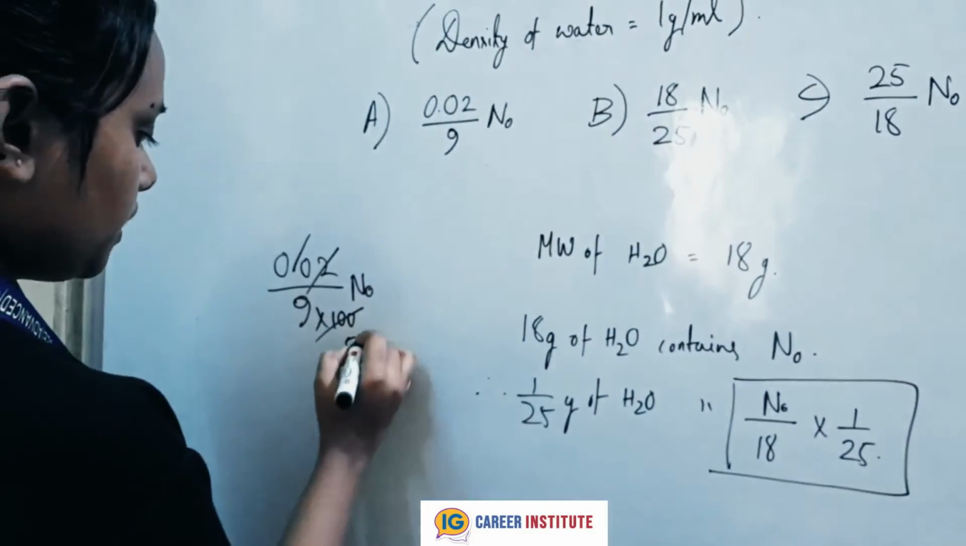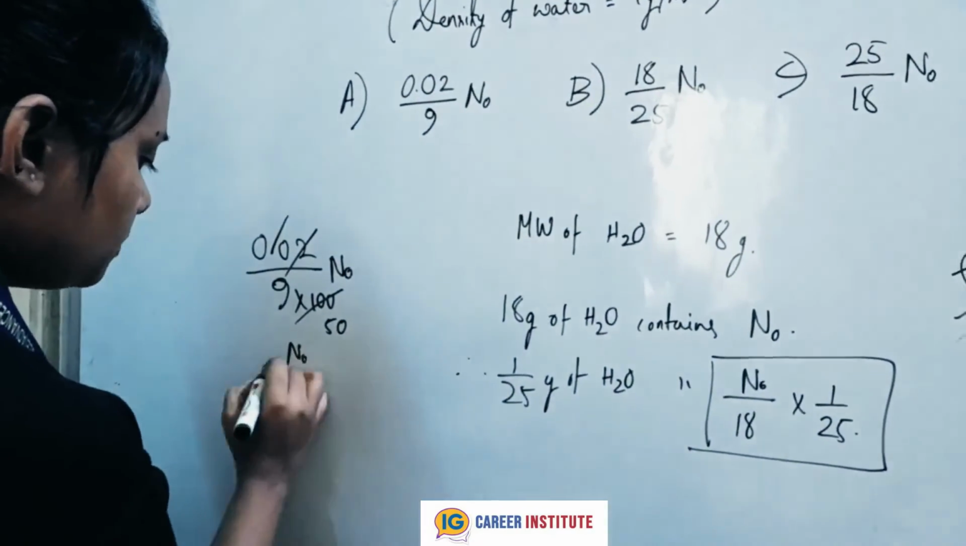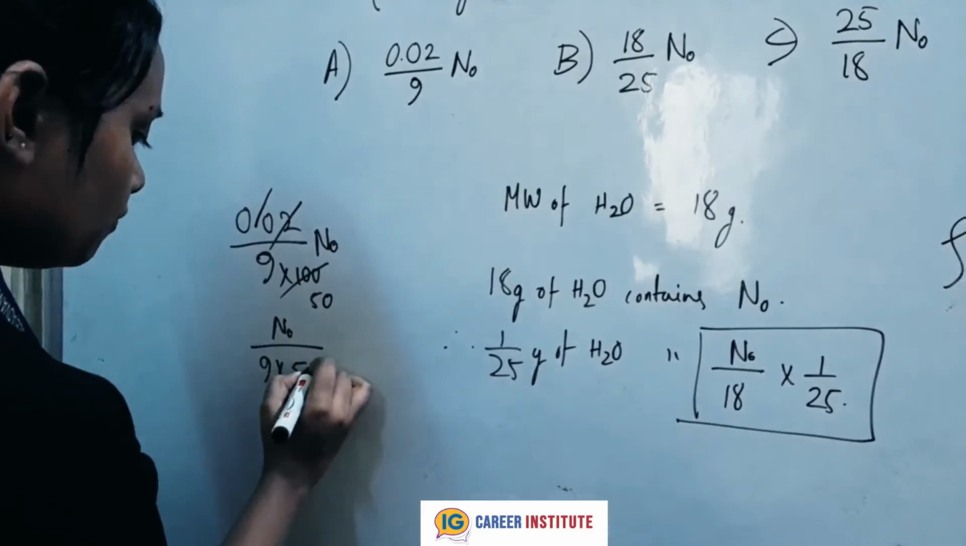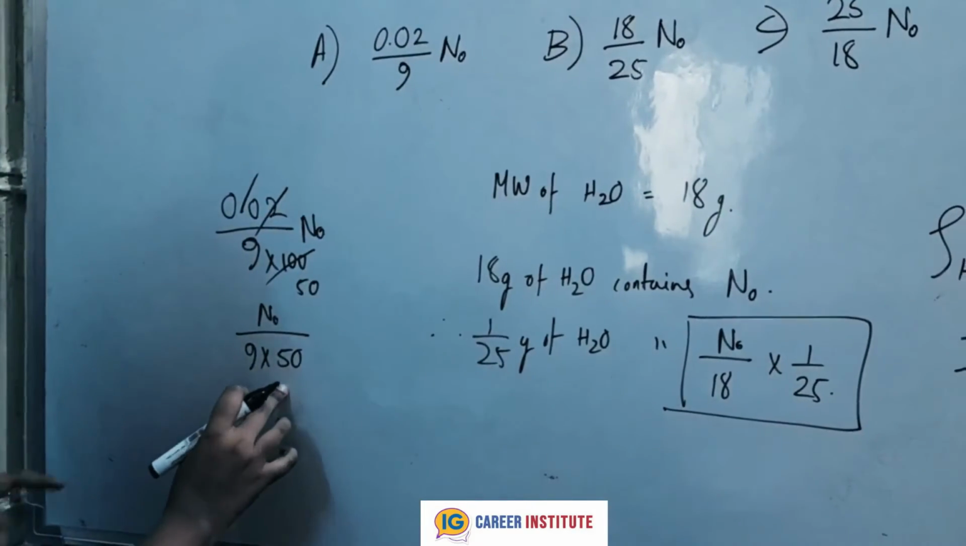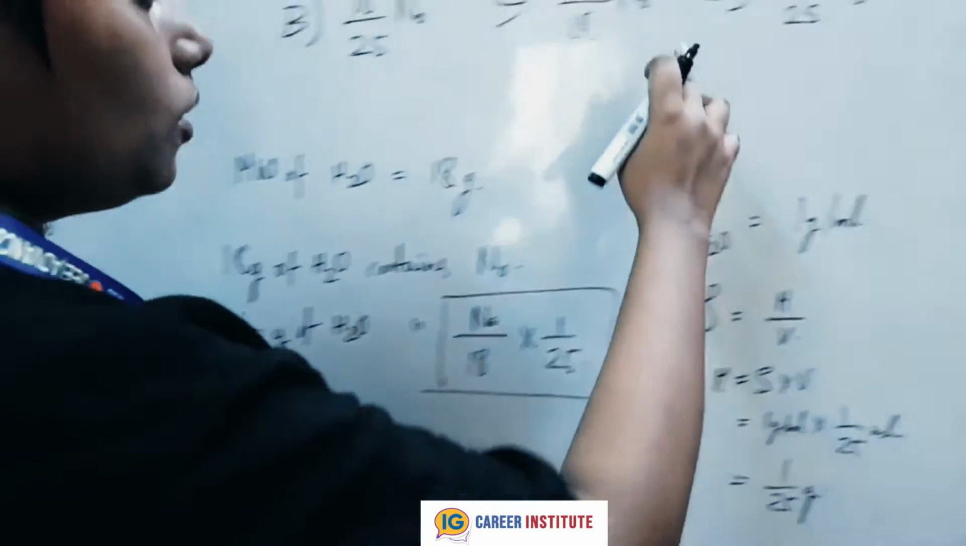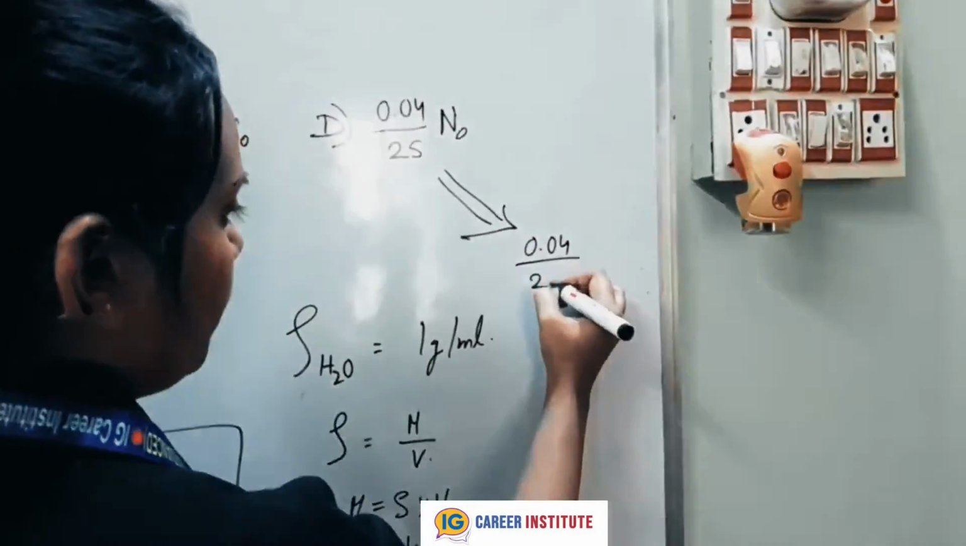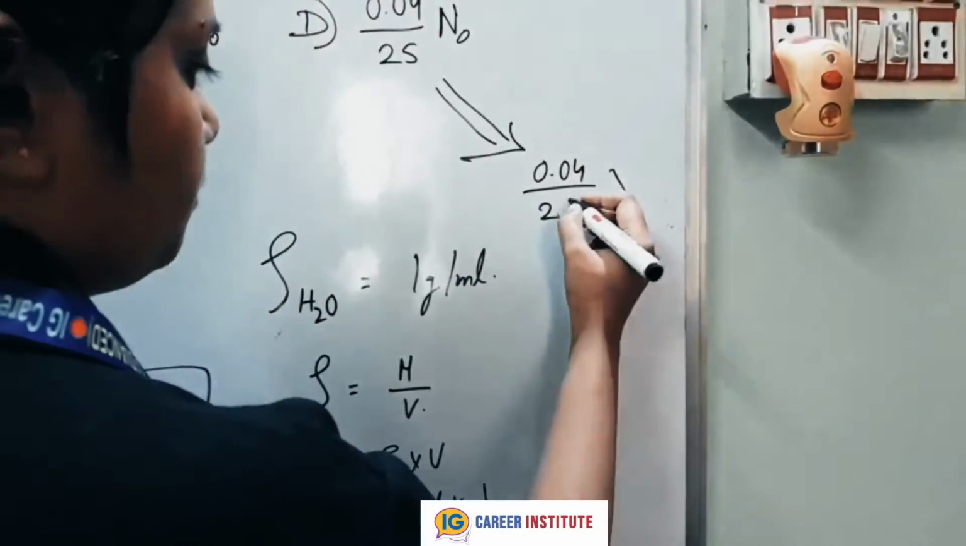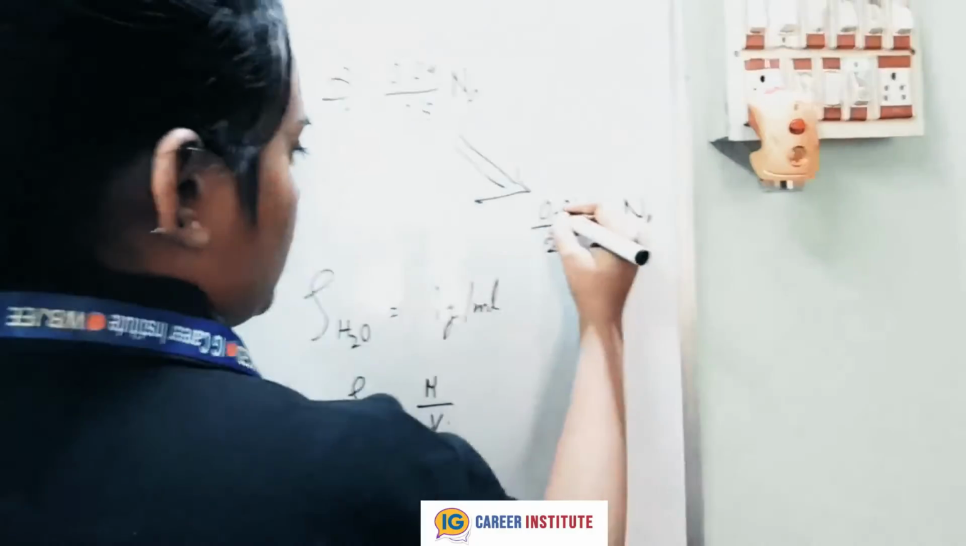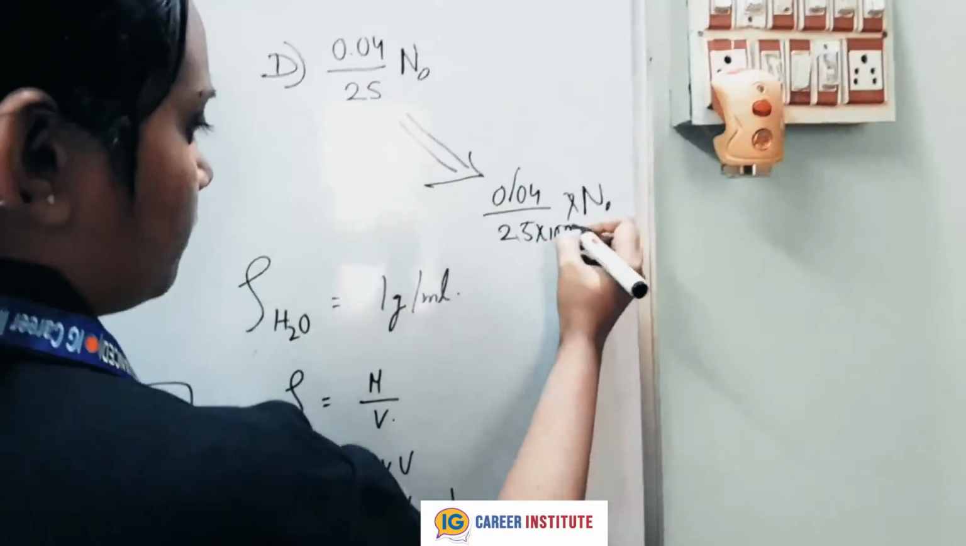So 2 divided by 100 gives N0 by 9 into 50. This option after simplifying is coming out as this. And this option after simplifying is coming out as 0.04 by 25 into N0. If I remove this decimal, then into 100 at the bottom.